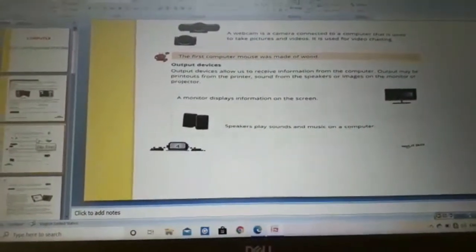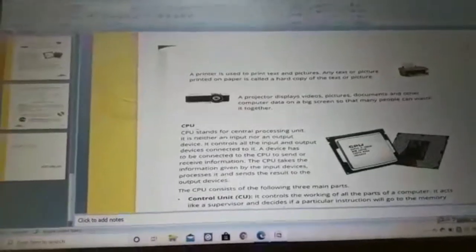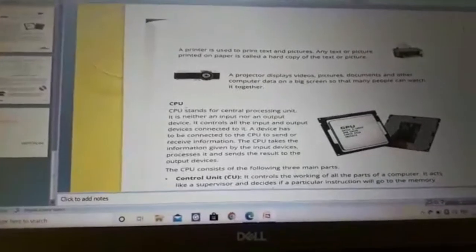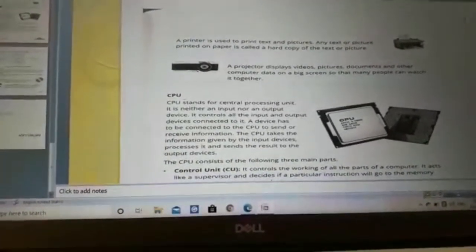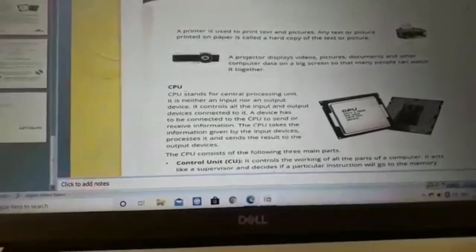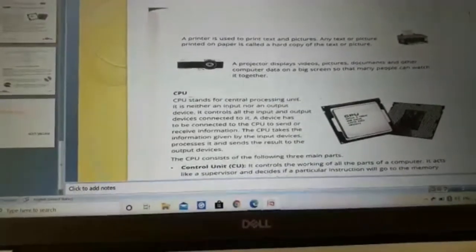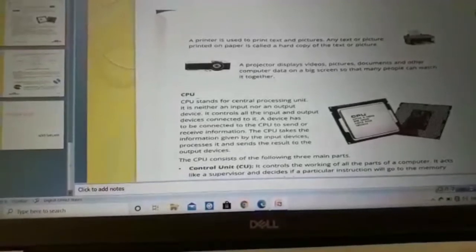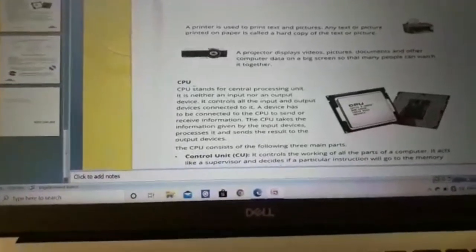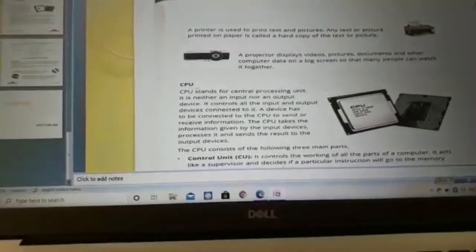The next one is a printer. A printer is used to print text and pictures. Any text or picture printed on a paper is called a hard copy of the text or picture. So आप सभी ने प्रिंटर देखा होगा. जब भी हम किसी पेपर को प्रिंट करना चाहते हैं तो आपने देखा है एक पेपर निकलता है, एक प्रिंटेड शीट निकलती है from the printer. Yes, that printed sheet is called hard copy of the text or picture. It is called the hard copy.